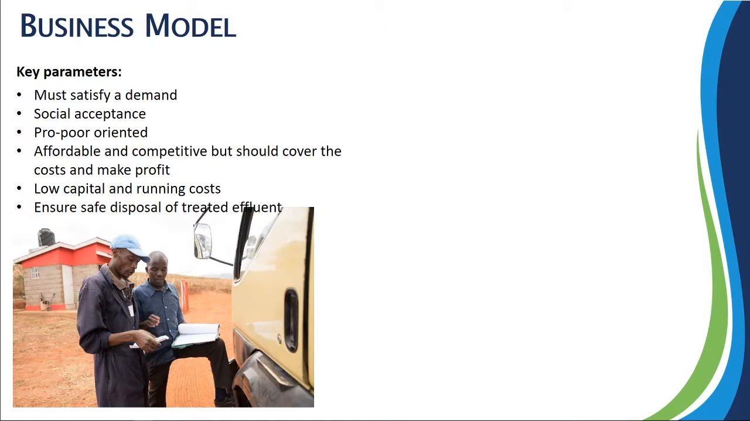In terms of the business model, we ensure that the WSPs have come up with a business model to ensure that it is economically viable. The key parameters include mass, satisfy, and demand. This is a DTF that is actually operating within a specific low-income area. Then it must be socially acceptable. We have campaigns where we train the communities on what is coming within their area and some of the characteristics of these DTFs so that they can accept this. Then it must be pro-poor oriented. Of course, these have been implemented in low-income areas. Then it also must be affordable and competitive. And mainly the operators at least have to meet the O&M cost and also make some profit. Then it's a low capital and has minimum O&M cost. And also we have to ensure that it meets the safe disposal of treatment of the waste.